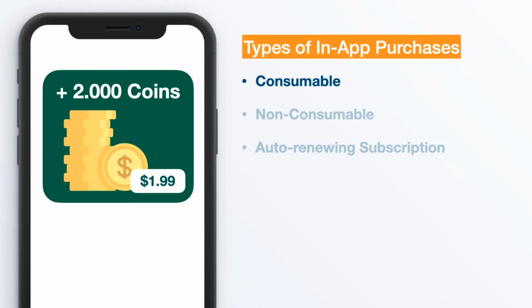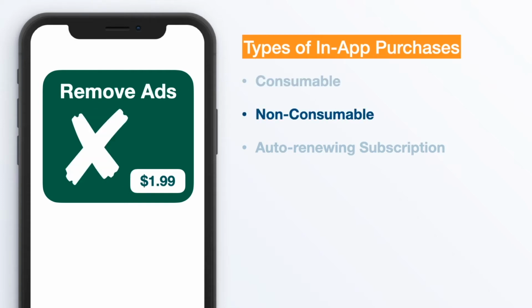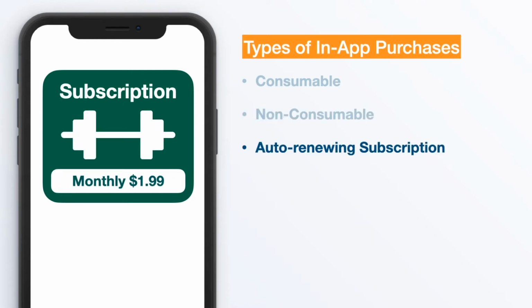Now, the opposite of this would be the non-consumable. You could have something like the feature to remove ads forever from your app. And this is a one-time purchase that is not consumable. And then there are also auto-renewing subscriptions. Think of a gym subscription or your Netflix subscription. Those are things where you demand the user to pay, for example, monthly or yearly.